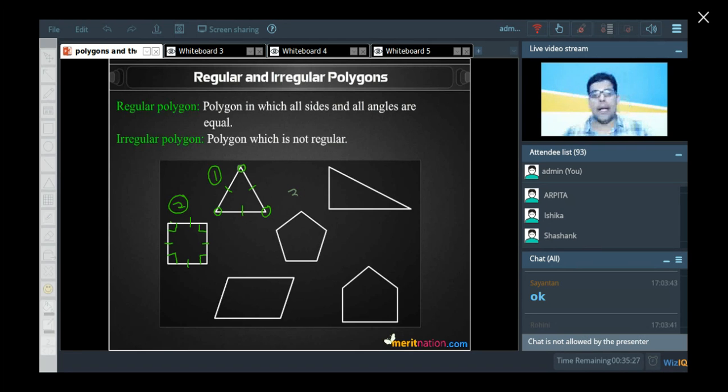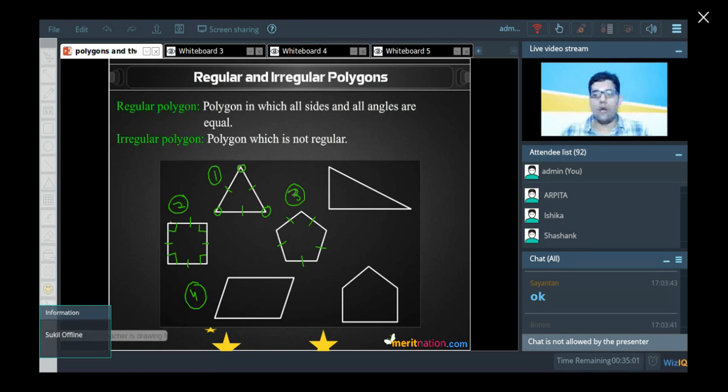It is a regular pentagon, containing all sides as equal and all angles also equal. So it is called a regular pentagon. We use specifically the word regular here because all its sides are equal and all angles are equal. Now we talk about figure number 4. In this, if you see, not all four sides are equal.